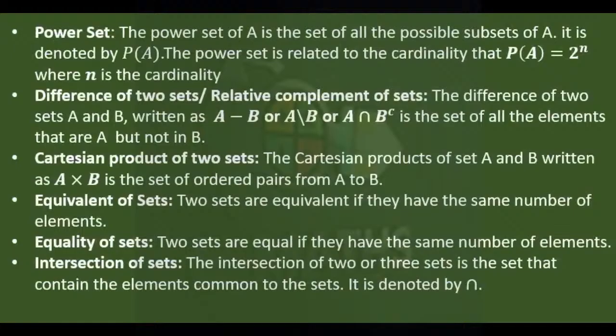So the other one is the difference of 2 sets, or relative complement of sets. The difference is just that if you have 2 sets and you notice that there is an element in one that is not in the other one. So if you have set A and B, A minus B means the elements in A but not in B, or you write it as this, or you write it as this. So they mean the same thing. So see what I'm saying?